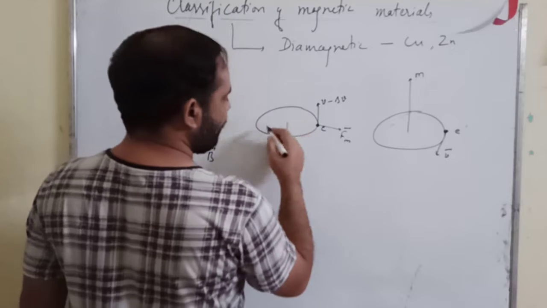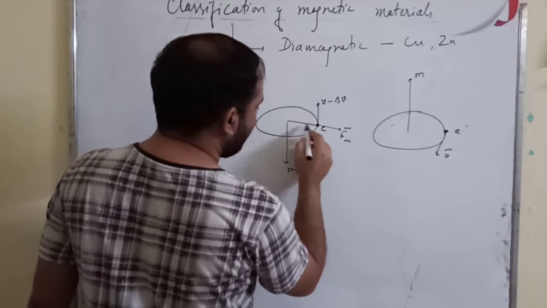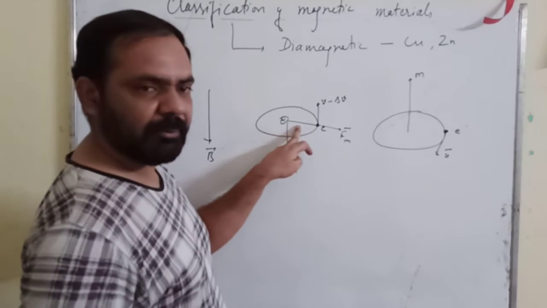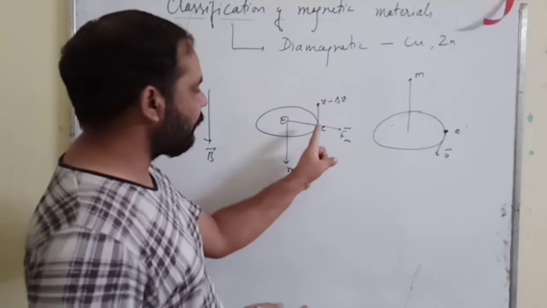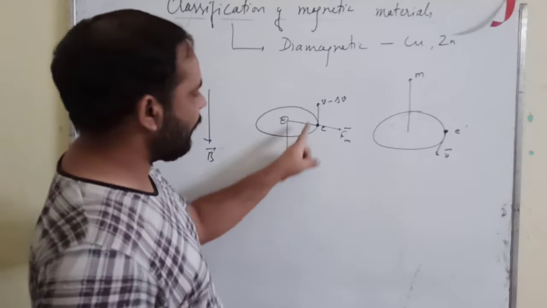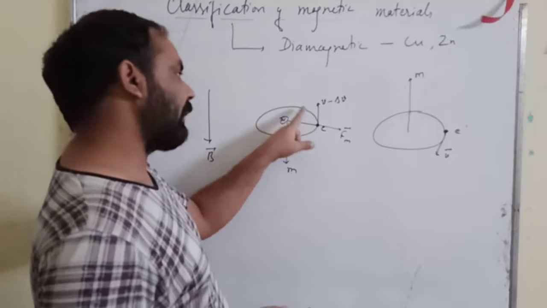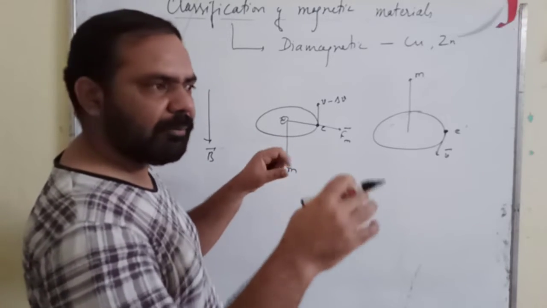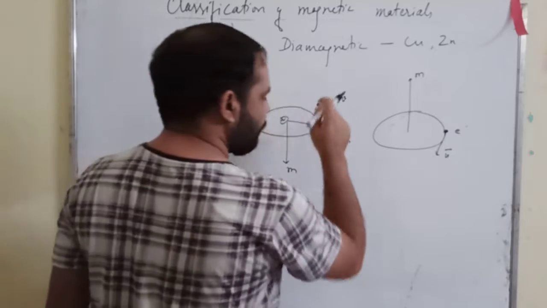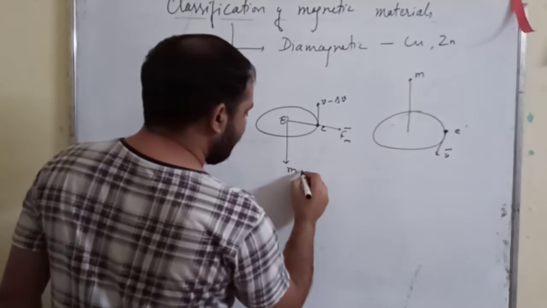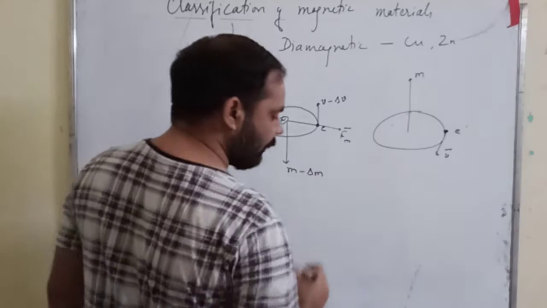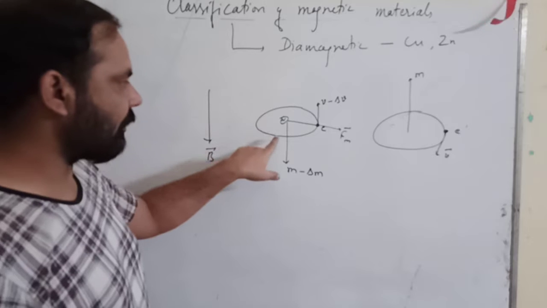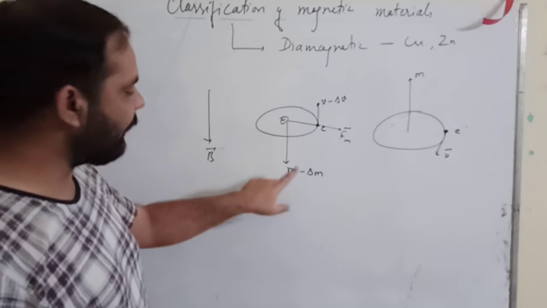Here, who is providing that centripetal force? It is the force of attraction between the nucleus and the electron. Now this force is opposing that centripetal force. It will try to change the path of this electron. Okay, but it is bound to the nucleus. So there is an opposition in the forces, and that will slightly reduce the velocity of the electron, and therefore it will slightly reduce the dipole moment also. Okay, so due to this electron, the dipole moment of the atom is m minus delta m.